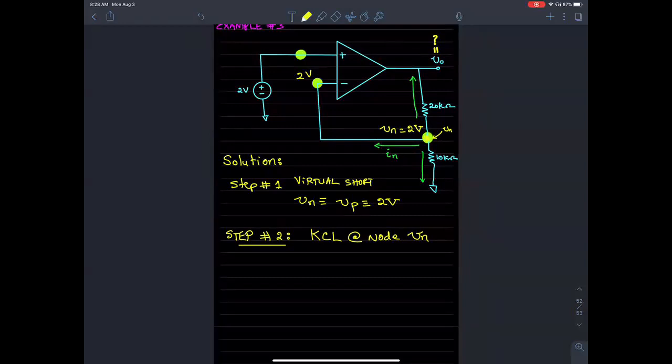Yes. This is how I would set it up. It would be Vn over 10 kilo ohms, that's the current going down, plus In, which will be 0, plus Vn minus V naught over 20 kilo ohms is equal to 0. Thank you. Like you mentioned, IN is going to be 0.